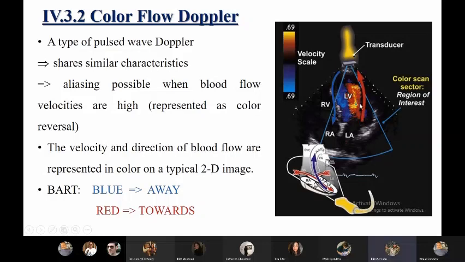Red corresponds to blood flowing towards the transducer, whereas blue corresponds to blood flowing away from the transducer. Color flow Doppler allows for the movement of blood through the heart to be visualized. A region of interest is selected on a 2D image. This is the region that's selected. The velocity scale shown in this figure, this is the scale. It's black in the middle, and becomes bright red or bright blue as the velocity of blood increases.